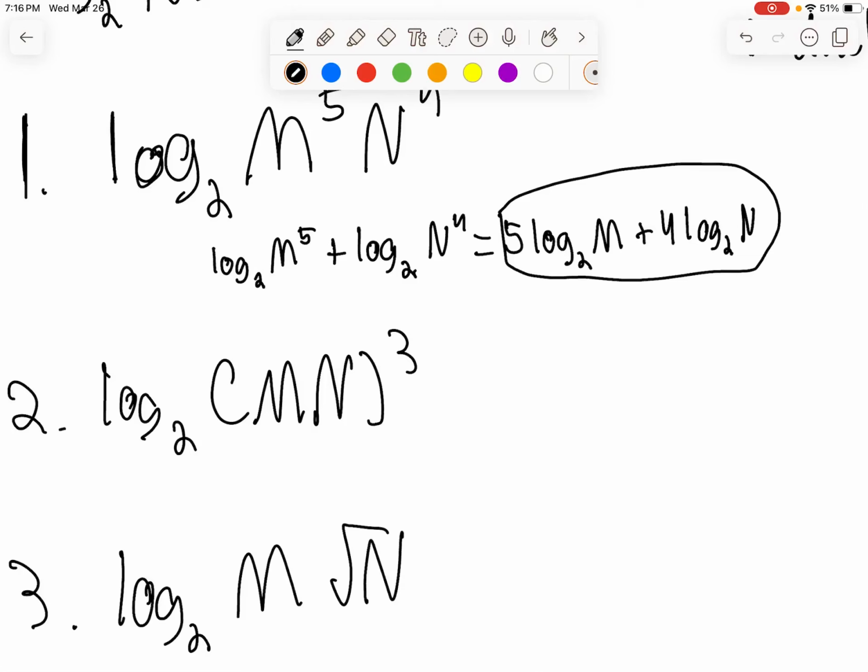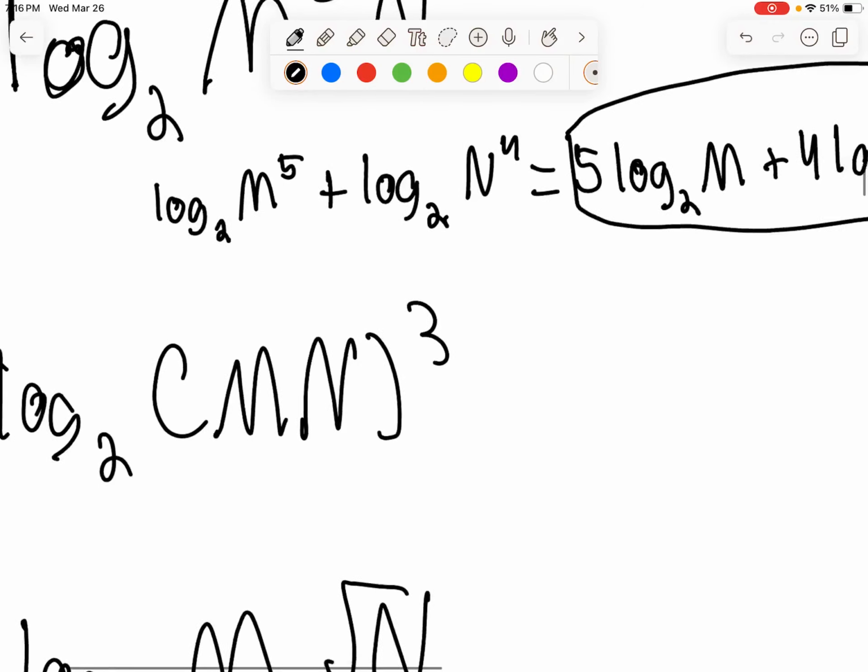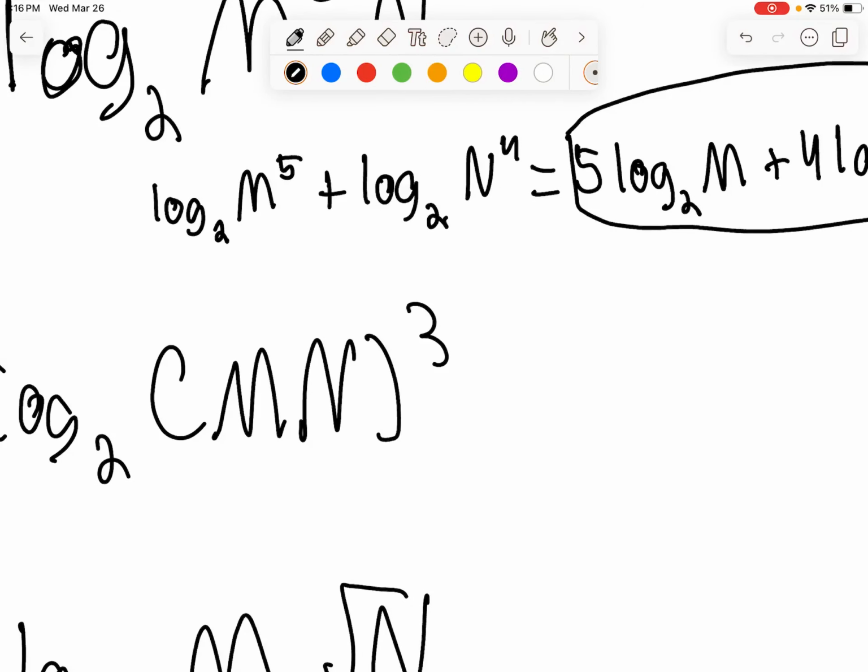Anyway, let's move on back to the problem. There's one way we can rewrite this, which is to think of it as m to the 3 and n to the 3. Because it's a power, that's just a rule of exponents.